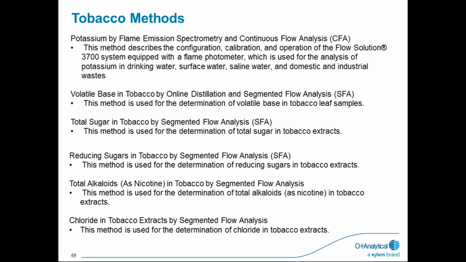Total sugar in tobacco by segmented flow, used for determination of total sugars in the tobacco extracts. The reducing sugars, for determination of reducing sugars in the extracts. Total alkaloids, and this is used for determination of the total alkaloids as nicotine in tobacco extracts. And also we look for chloride in tobacco extracts, using a segmented flow for this method too.